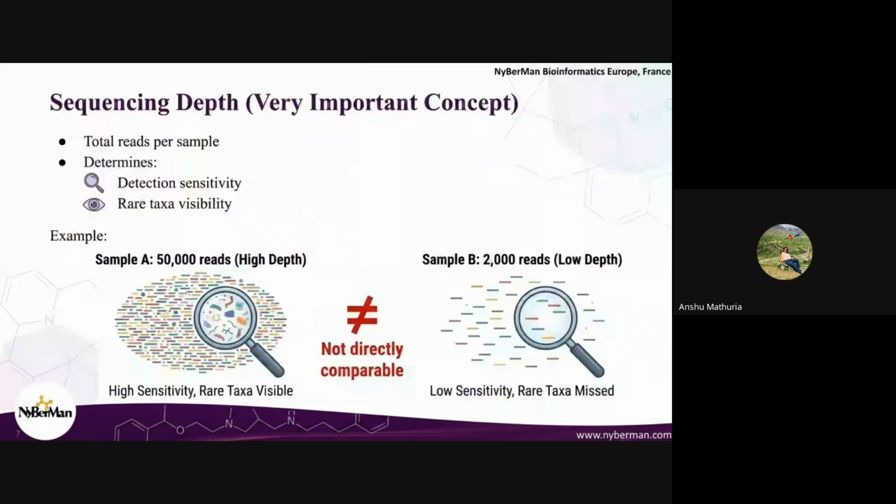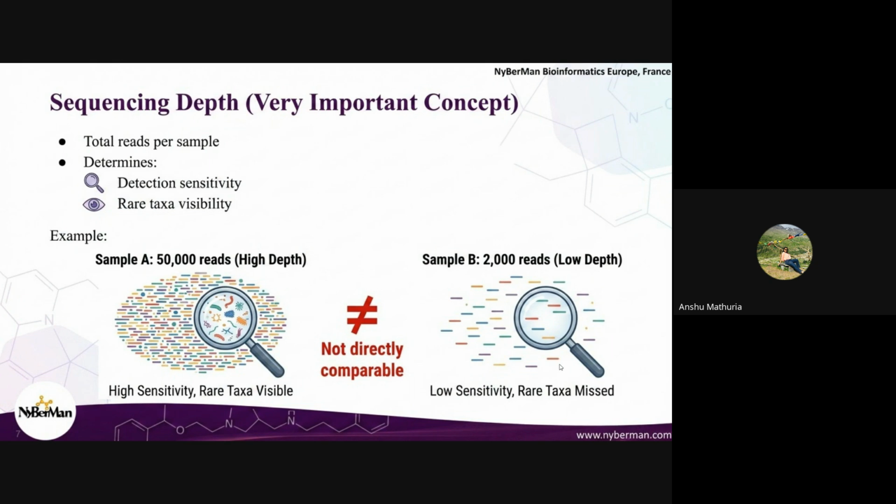Now the next concept is the sequencing depth. Sequencing depth is defined as the total number of reads that we are getting from one sample. So if we have two samples, say A and B, and A has 50,000 reads, that means it is high depth, and B has 2,000 reads, that means it has a low depth. High depth means the sample has been sequenced thoroughly, so even any rare feature or rare taxa present in that sample can be visualized properly. Whereas in sample B, the depth is low because the reads are not enough.